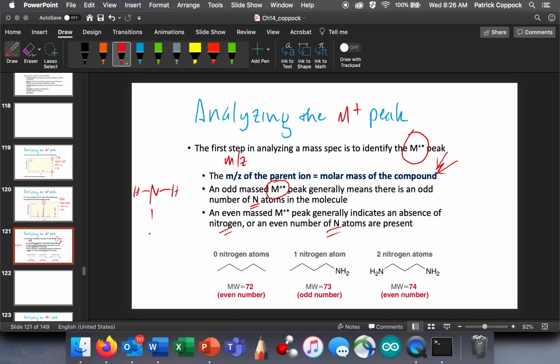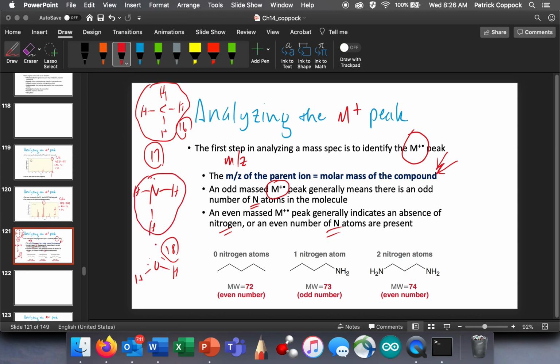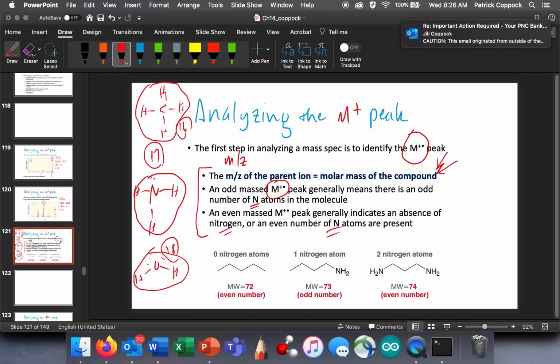Let's look at the molar mass of this. This is 17, right? And water is 18, right? And methane is 16. And most of the things we're dealing with in organic chemistry are carbons, nitrogens, hydrogens, and oxygens, right? So that's why we can make this general statement, and it's super, super useful. An odd number means we typically have an odd number of nitrogen atoms in the molecule. An even number means we don't, okay? And so some masses here are calculated to help you think through that.